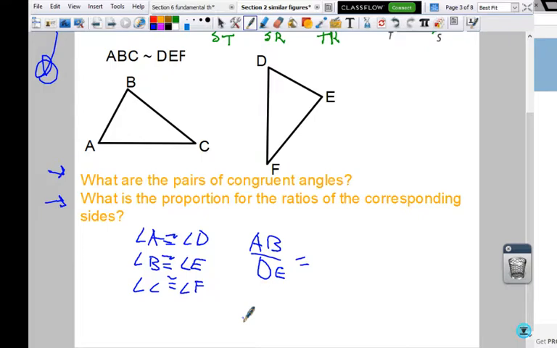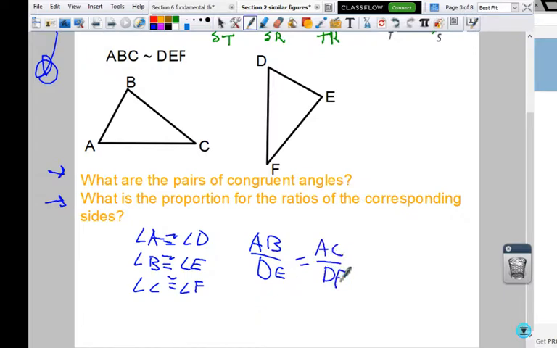DF over AC. Okay, but I'm actually going to flip it around because Joseph started with the left triangle on top. So I'm going to flip around and do AC over DF. Or excuse me, DF. Yeah, she said DF. So I'm going to flip it around and go AC over DF.